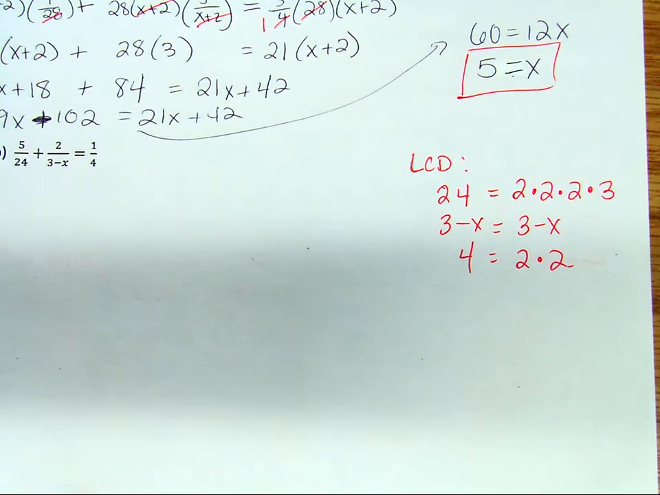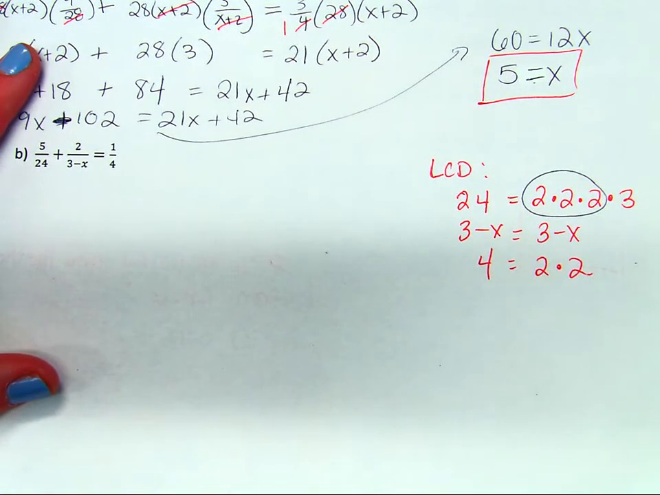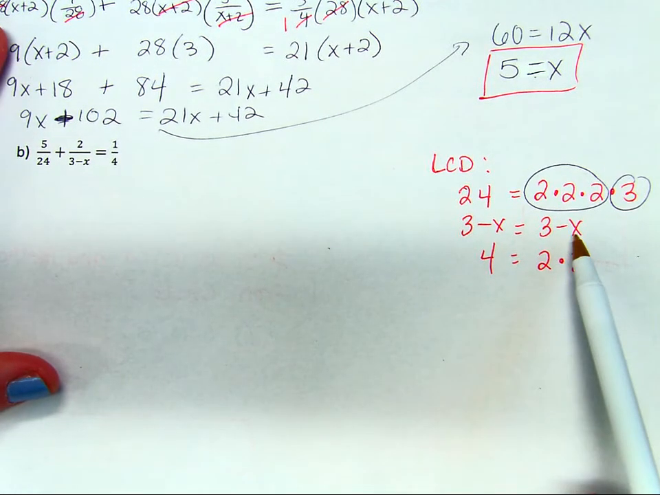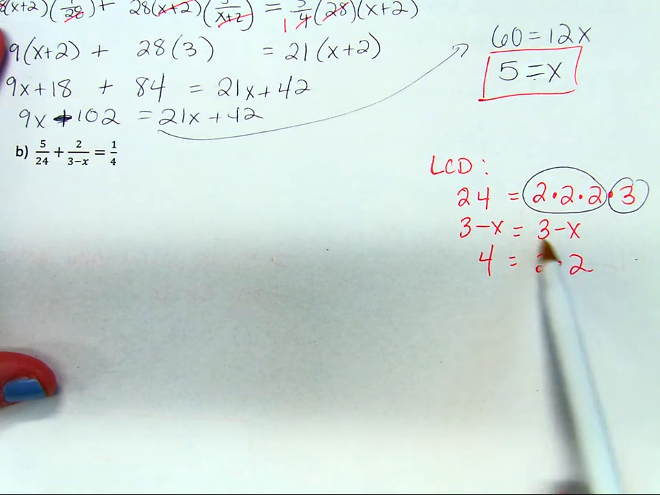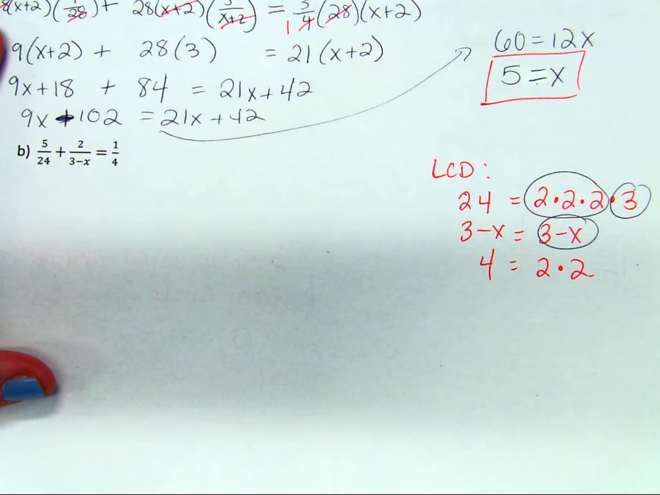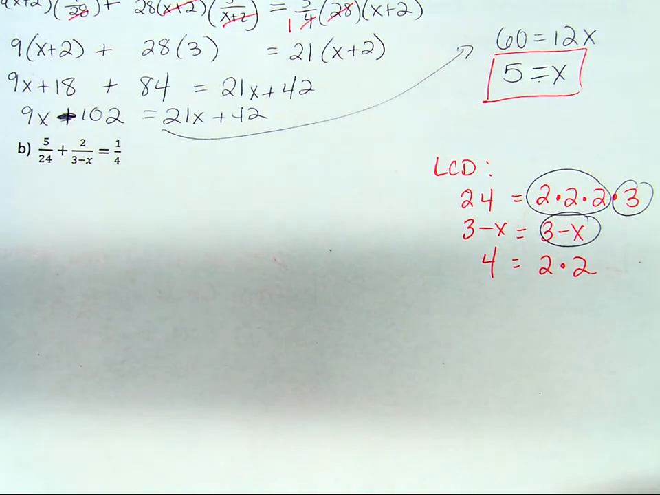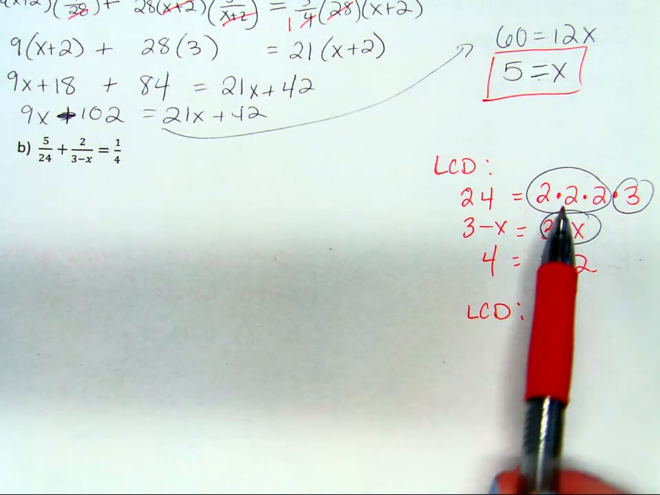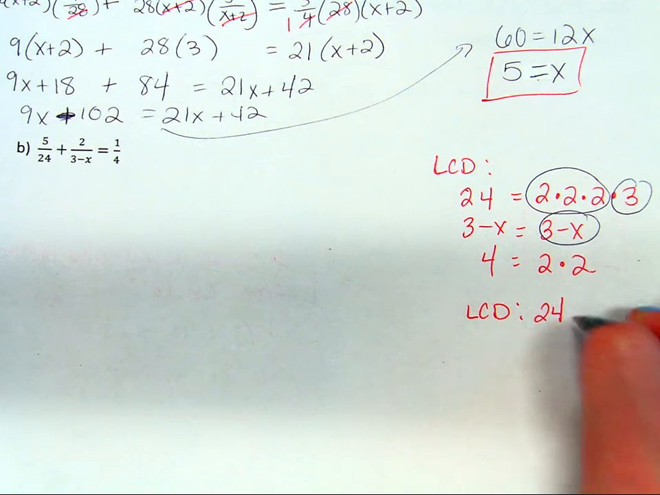Okay, now I'm going to do my circling. Which one has the most 2's? This one does, so I'm going to circle that. Which one has the most 3's? That one. Remember that when there's addition and subtraction, 3 minus x is a factor in itself. This 3 was just by itself, but 3 minus x is actually also a factor. And I'm not going to circle those 2's. I already circled those. So my least common multiple is going to be 2 times 2 times 2 times 3, which is 24, and then times 3 minus x.